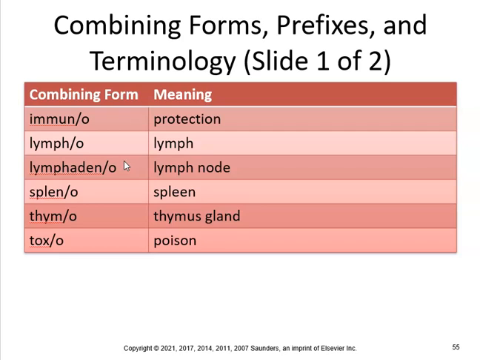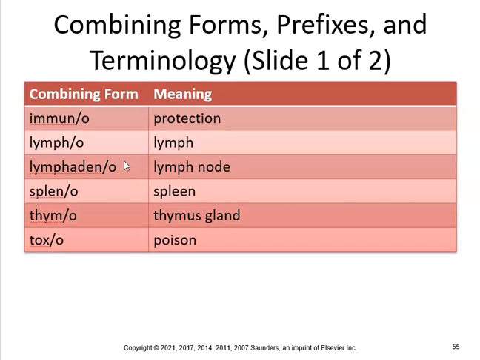Splenomegaly is enlargement of the spleen. Splenectomy would be removal of the spleen. What about thymus? A thymectomy would be removal of the thymus gland. And tox is poison, so toxic is pertaining to poison.